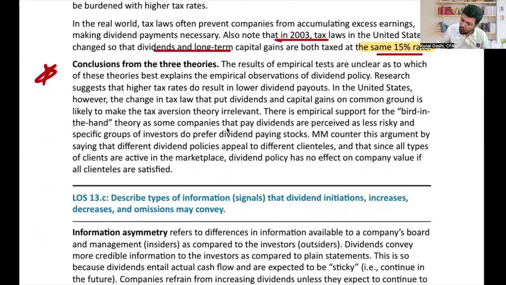So, a very interesting thing: which policy is better or which theory is more supportive or relevant? They are saying empirical tests are unclear. There is no clarity as to which thesis is right. Historically, research says that higher tax rates do result in lower dividend payouts. Definitely, if the tax rate is higher, companies would not want to pay high dividends, right?